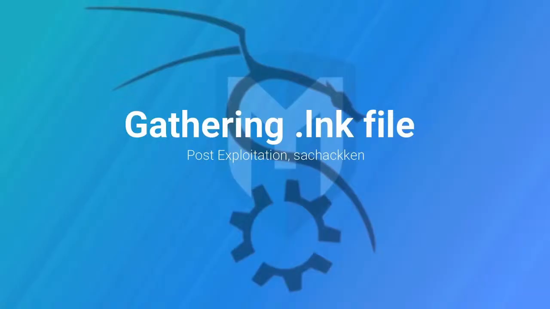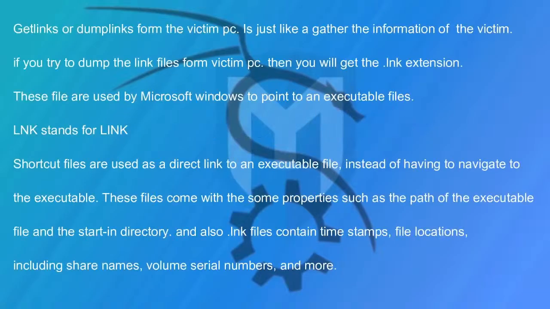In this video, you are going to learn how to get the links present on the victim PC. Getting links or dumping links from the victim PC is just like gathering the information of a victim. So if you are trying to dump the link files from the victim PC, then you will get them in .lnk extension. These files are used by Microsoft Windows to point to executable files.